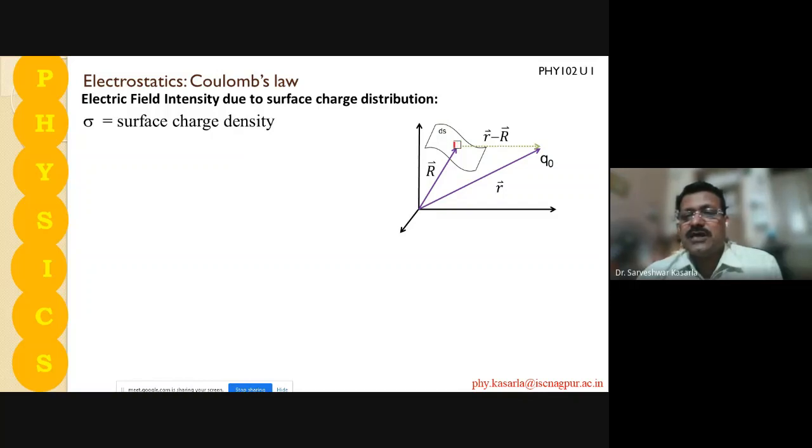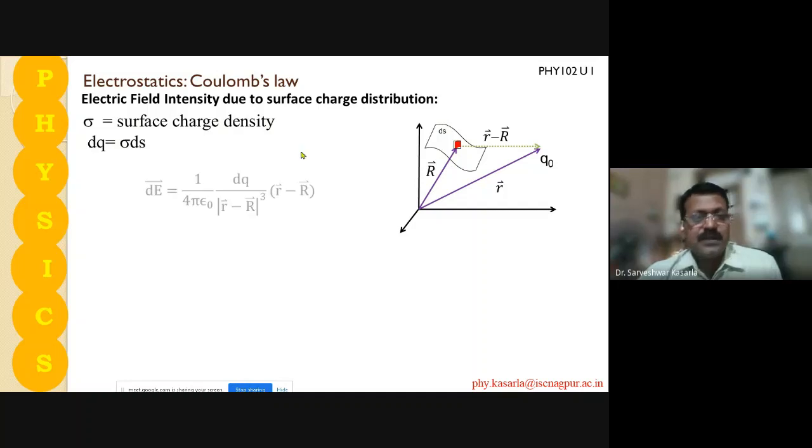contain a small charge, say dq, and if sigma is the surface charge density, then the small charge on this surface area ds. So this is the small surface area ds, where the charge will be distributed as dq is equal to sigma into ds. Okay, now this small surface area has position vector capital R, and the point where we have to find the intensity has position vector, say, small r.